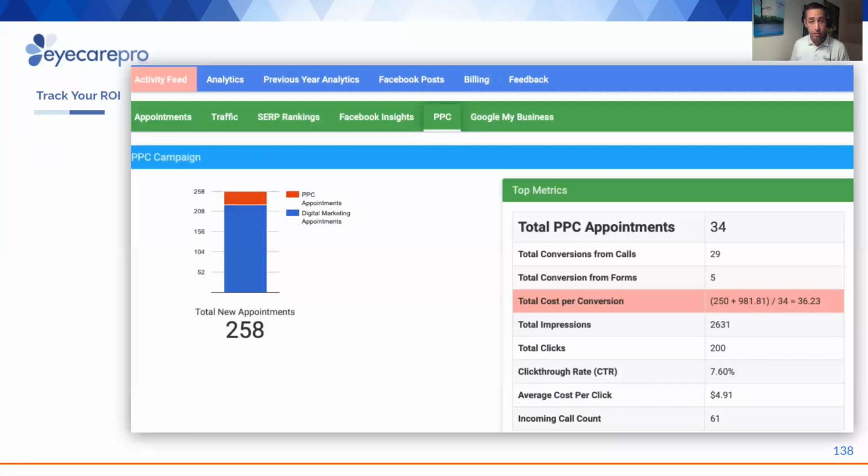You can see total appointments, how many from calls, how many from form fills, all the data that you should be looking at to see if your Google Ads are actually working for you. So whoever you're doing Google Ads with, you want to see the real conversion with real appointments. And if they need to listen to calls, they should listen to calls so that they can actually tell how many appointments you're really getting.